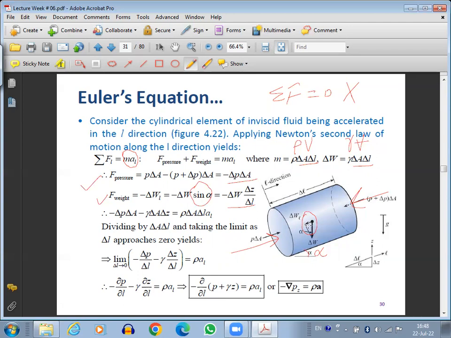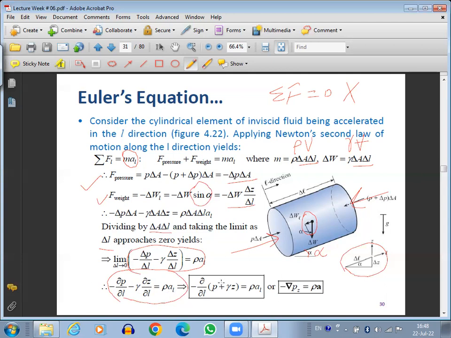Okay, so this alpha will be the same as alpha here, and correspondingly we can make a right angle triangle and say sine alpha is equal to del z by del L, like we did in the hydrostatic variation of pressure derivation. Then substituting all the values, dividing by del A del L, and taking the limit as del L approaches 0, we get this equation: ∂P/∂L minus gamma ∂Z/∂L equals rho AL.